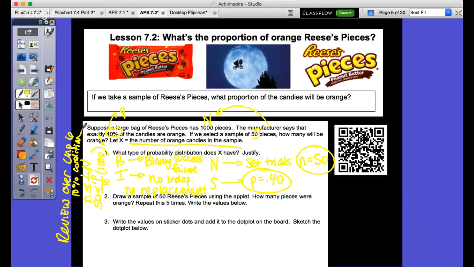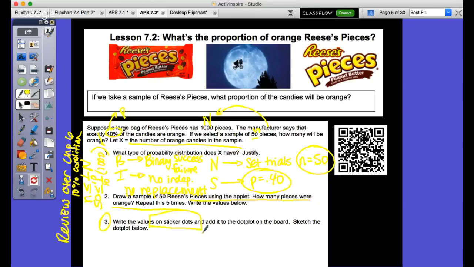Number 2 says, draw a sample of 50 Reese's Pieces using the applet, and how many pieces were orange? We're going to repeat this 5 times, and we're going to write the values below. And we're going to come back to number 3, which says, write the values on sticker dots, add to the dot plot on the board, sketch the dot plot below. Now, if I am not here, don't use stickers. You can just simply use the right side of the board from where you're sitting. So someone could take the leadership, or you could just do the mobile board, either one of those.